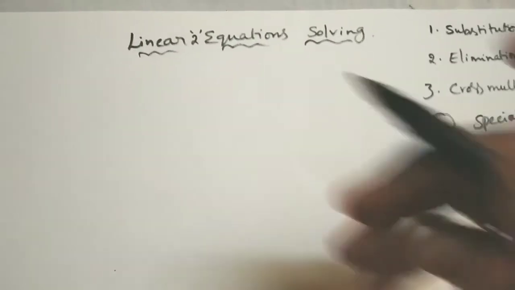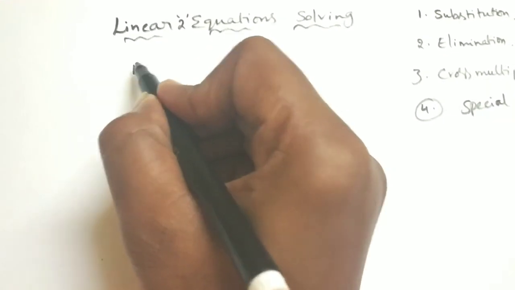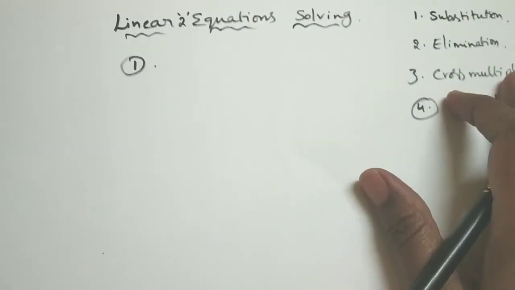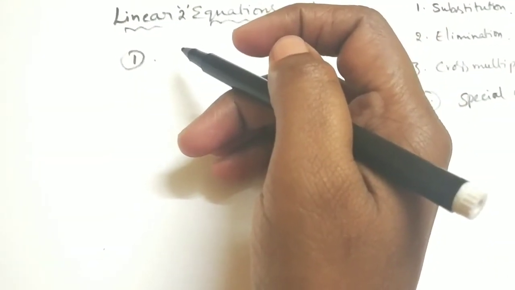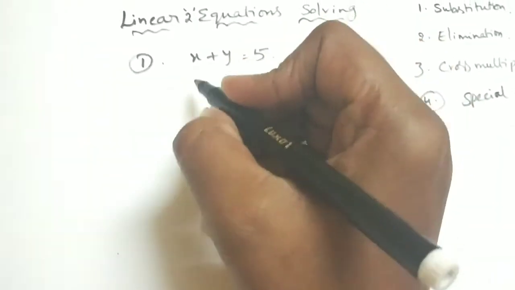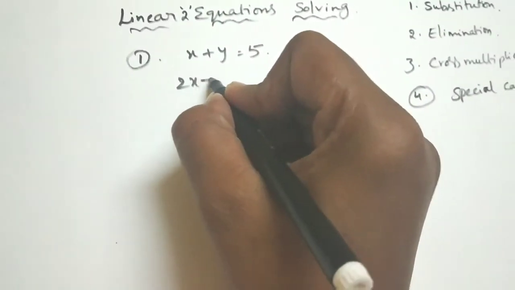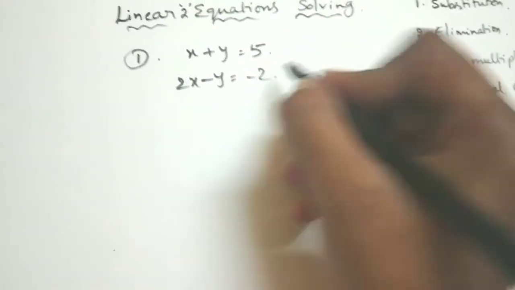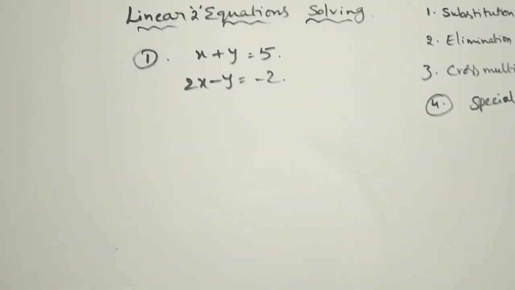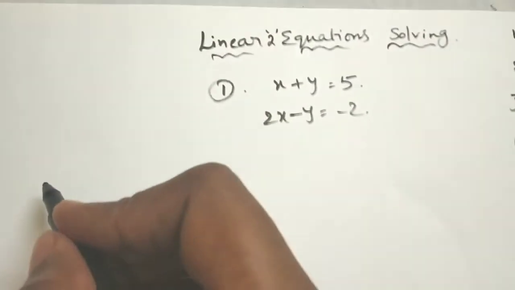For this, I am taking just one question, and with that question I am going to explain those three methods. Let us take the linear equations. Let it be x plus y is equal to 5, and the second equation is 2x minus y equal to minus 2. If this is the linear equation, first I am going with the substitution method.